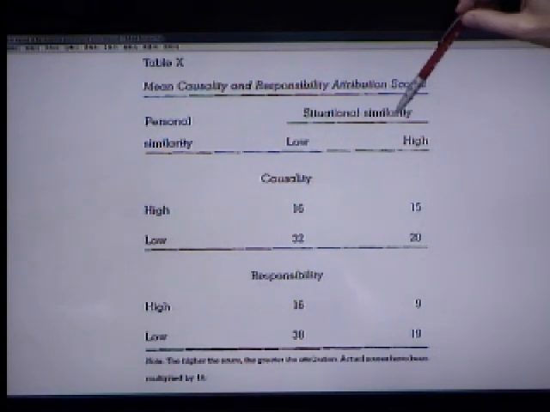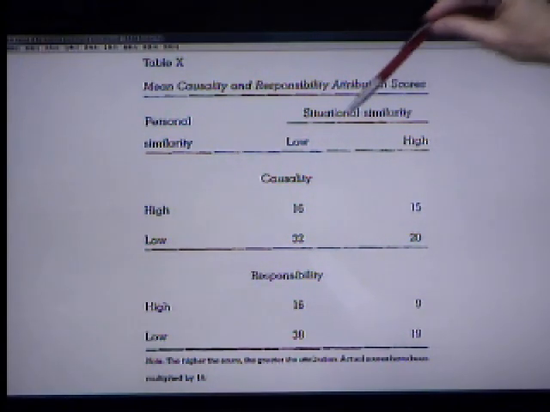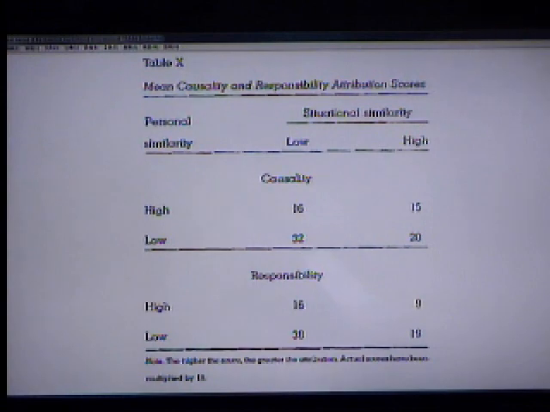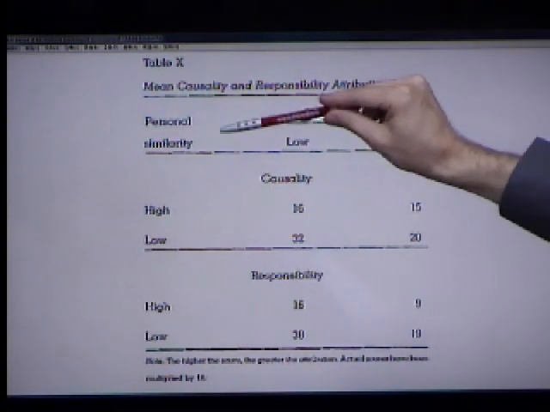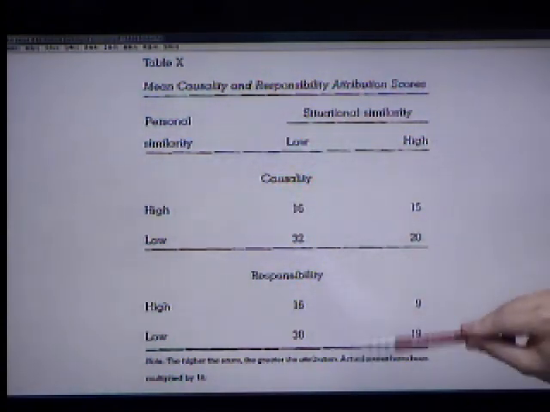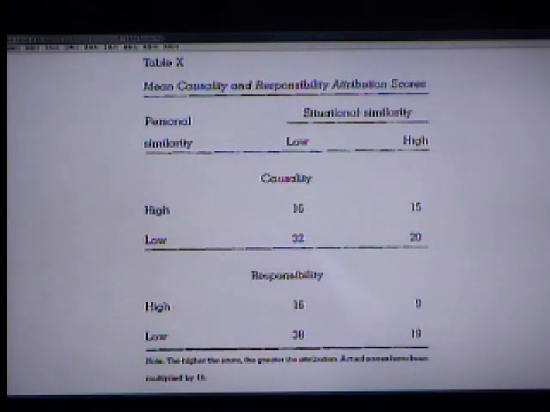Situational similarity, how did we get this number? We must have some measure in the survey, or somehow we measure them. So this is an example of how one survey, or one questionnaire you give them, has different parts. Those different parts are measuring different things. For example, situational similarity, personal similarity, and then this, causality and responsibility. So in your survey, you have different sections.